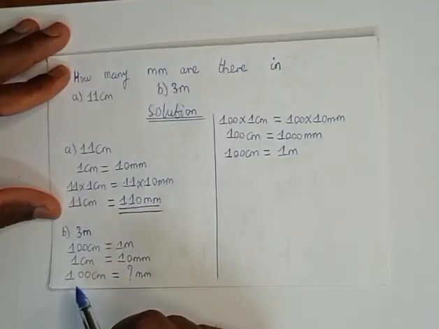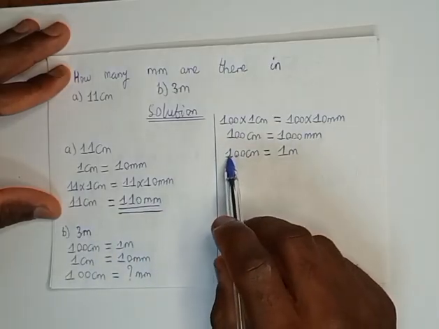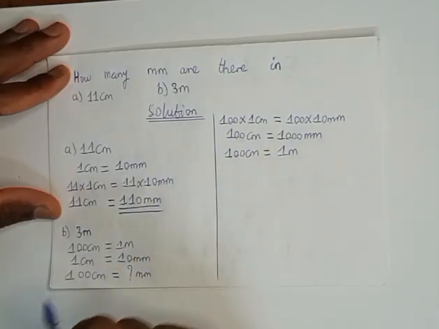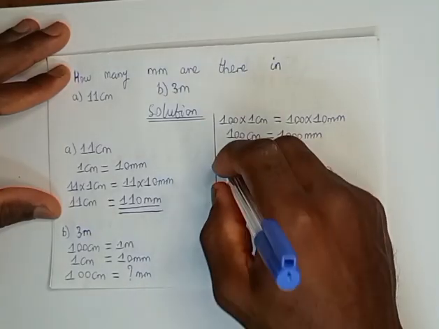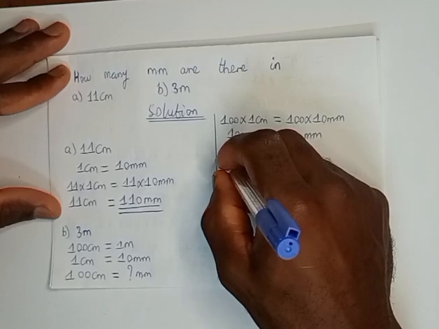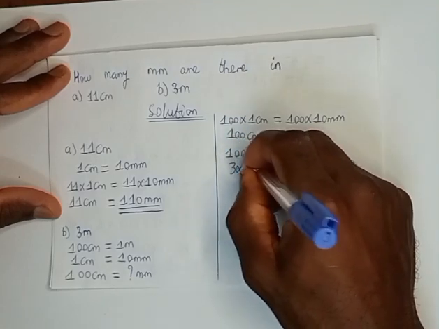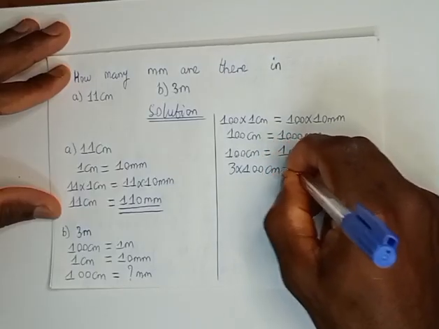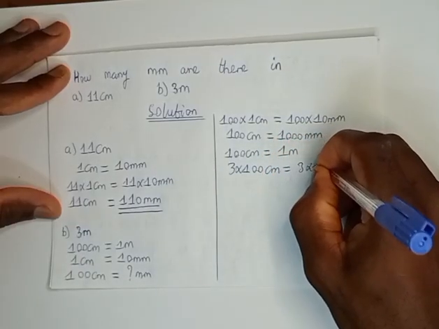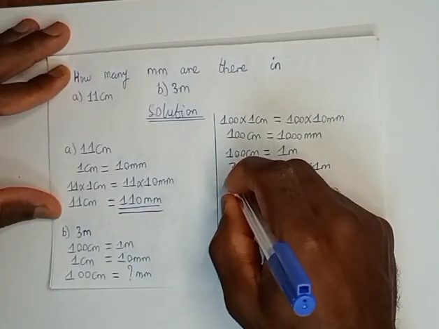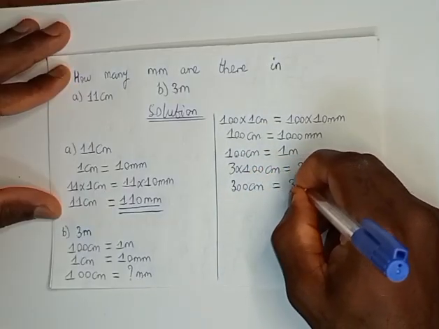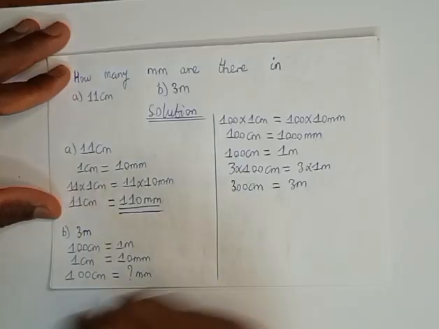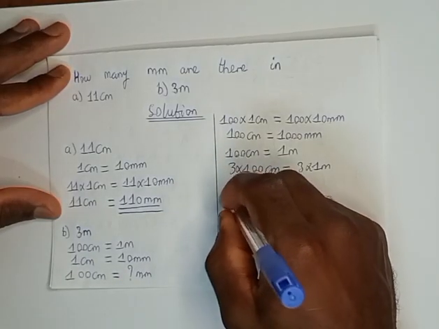100 centimeters is simply equal to 1 meter. We need to multiply both sides by 3 of this equation so that we can get 300 centimeters in meters. Multiplying both sides by 3, this will give us 3 times 100 centimeters is equal to 3 times 1 meter. This will give us 300 centimeters equal to 3 meters. 3 meters, we can express this as such.